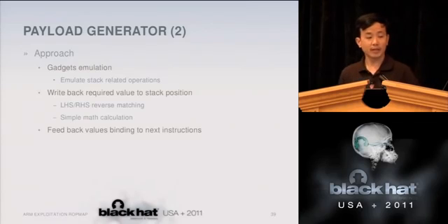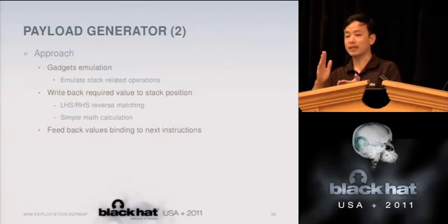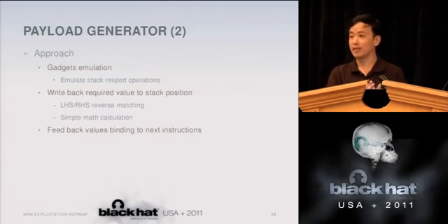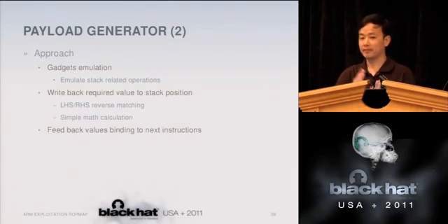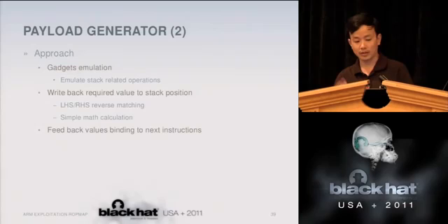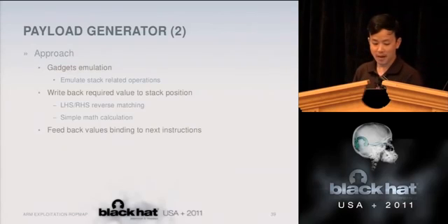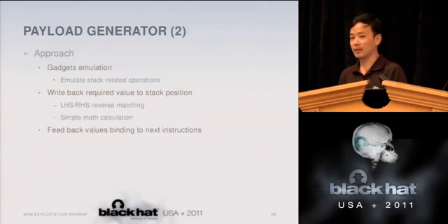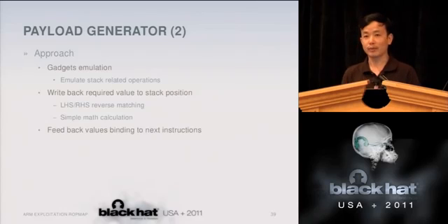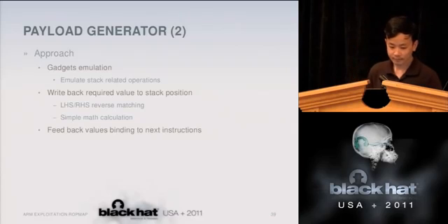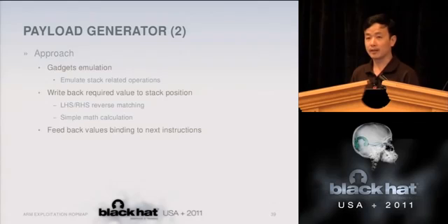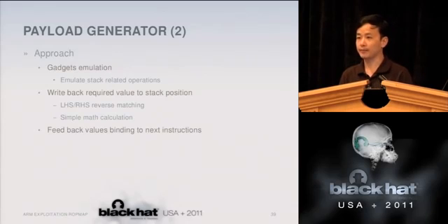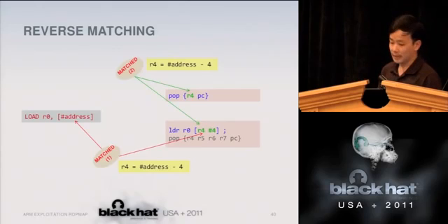The idea is just that simple. In order to do that, we do a revert process. We will do the pair matching from the bottom up, so from the last gadget instruction up. And just do some simple math calculation, like write to R4 plus 16 with value 10, then you will have on the stack, just subtract it. And we will do the value binding feedback to the next instruction. So if there is some duplication, the value is still correct.